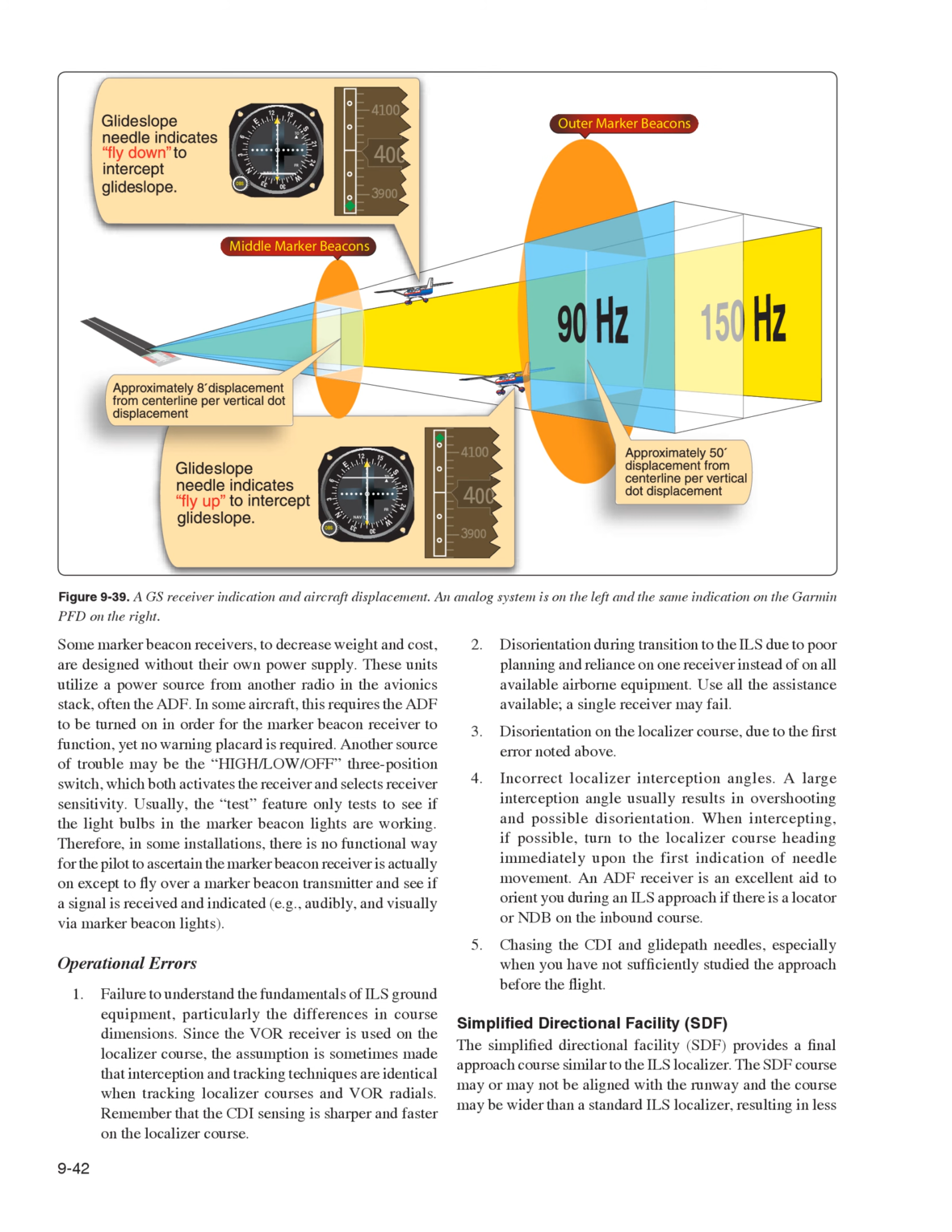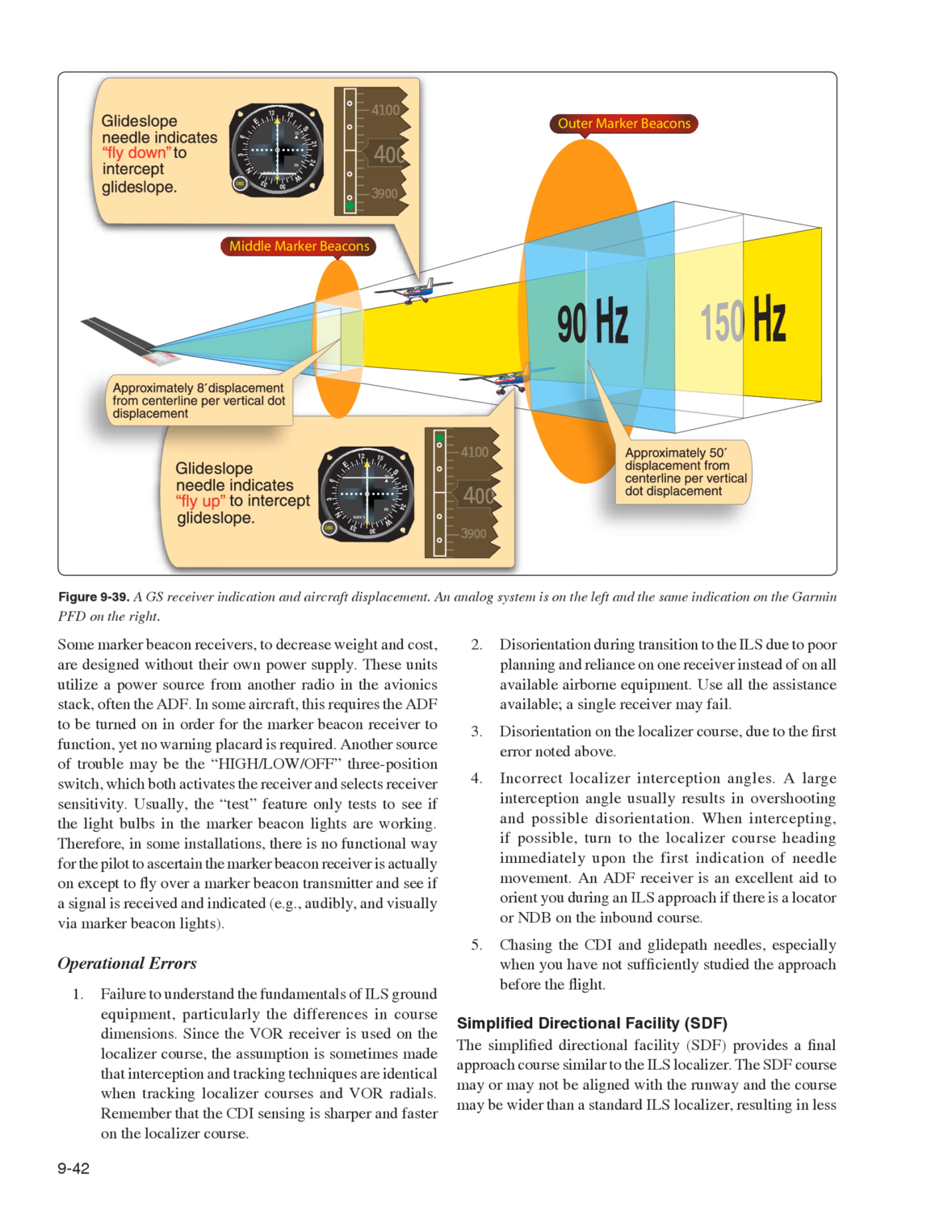Operational errors. 1. Failure to understand the fundamentals of ILS ground equipment, particularly the differences in course dimensions. Since the VOR receiver is used on the localizer course, the assumption is sometimes made that interception and tracking techniques are identical when tracking localizer courses and VOR radials. Remember that the CDI sensing is sharper and faster on the localizer course.